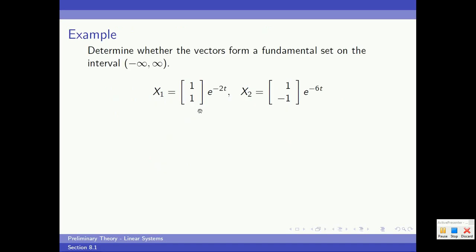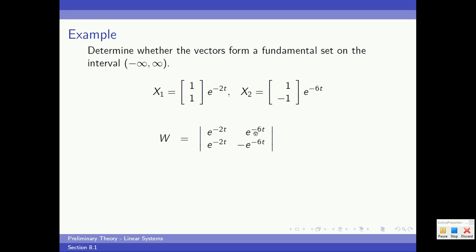Okay, so let's look at figuring out whether or not these are independent. The first thing that we have to do is find the Wronskian. Here, this x1 vector is just 1, e to the negative 2t. That's this right here, so this is our x1. This is our x2. So it's 1, e to the negative 6t, minus 1, e to the negative 6t.